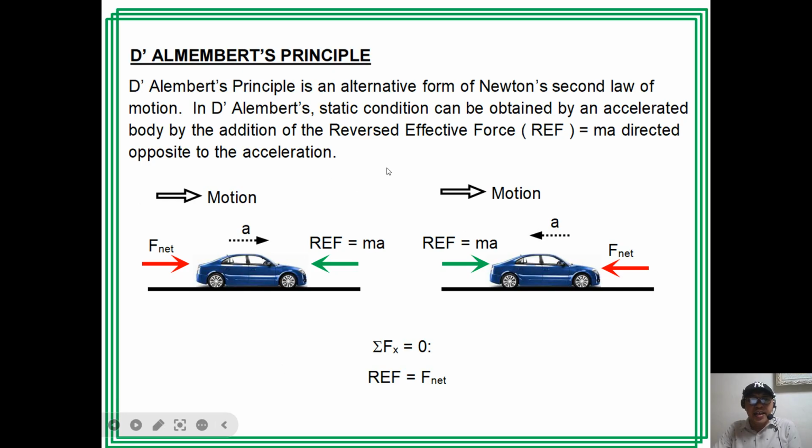So that is the difference between Lambert's principle and Newton's second law. They are just the same. When you apply the equations, the resulting equations are the same, only that in Lambert's principle you have the addition of the reverse effective force, which is the force you experience when you are moving with acceleration.